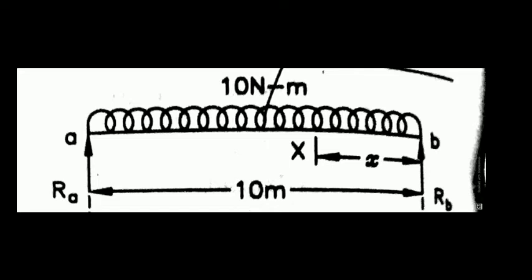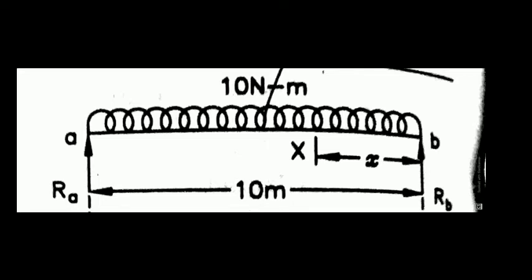What is the magnitude of the UDL? It is 10 Newton per meter, meaning per 1 meter length. The length of the beam is equal to 10 meters. Then the total load on the beam is equal to how much? Total load is 10 Newton into the length of the beam, 10 meters. That means 10 into 10 is equal to 100 newtons.